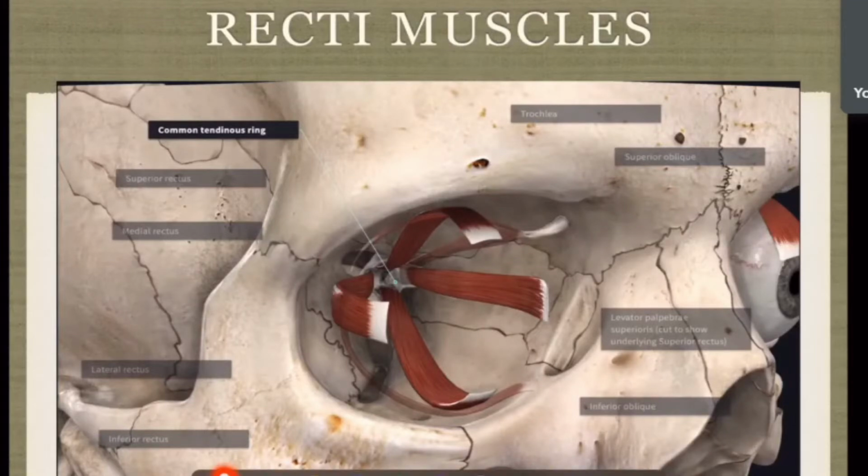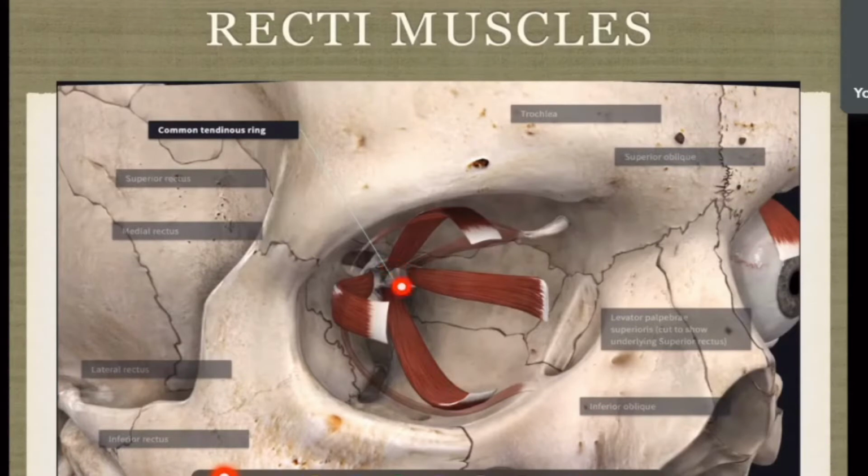This is the medial wall of the orbit. So this is which muscle? Medial rectus. This is the lateral rectus. This muscle is the superior rectus. And this muscle is the inferior rectus. Yes, inferior rectus.